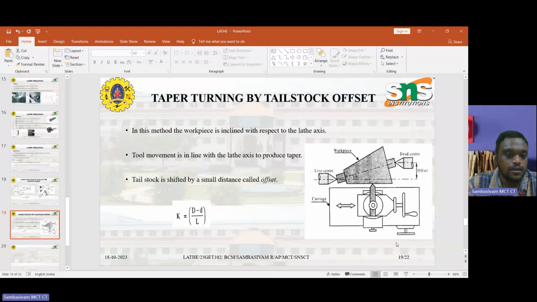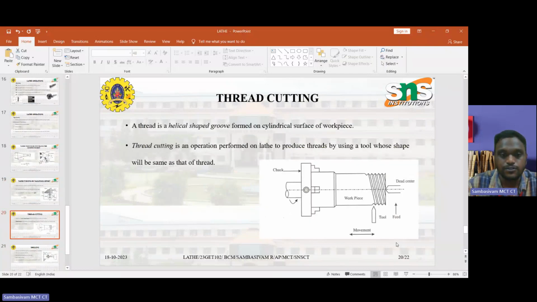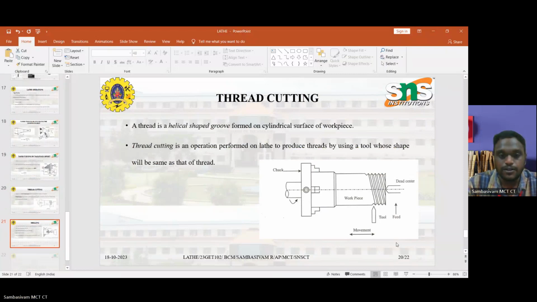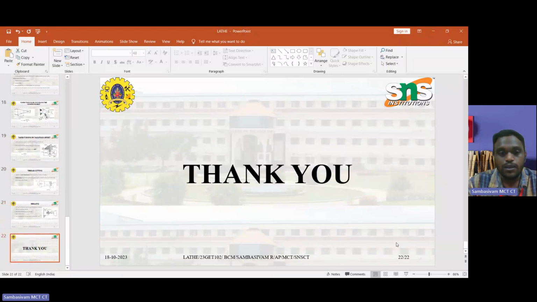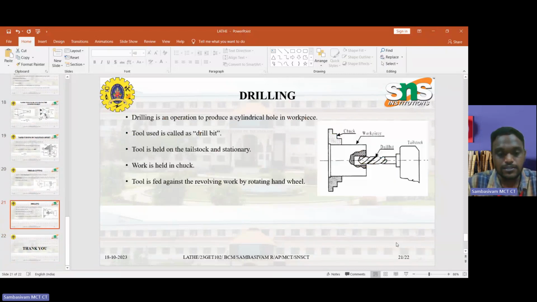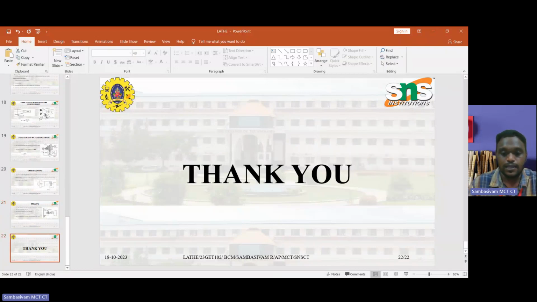And thread cutting forms a helical groove on the cylindrical surface of a body. The lathe is used to produce threads by tooling, and the groove space will be the same as that of the thread. And drilling is to make a hole. Here the drilling tool is held at the tailstock and held in the chuck. The tool is fed against the rotating workpiece by rotating the handwheel. This is how the various operations are carried out.